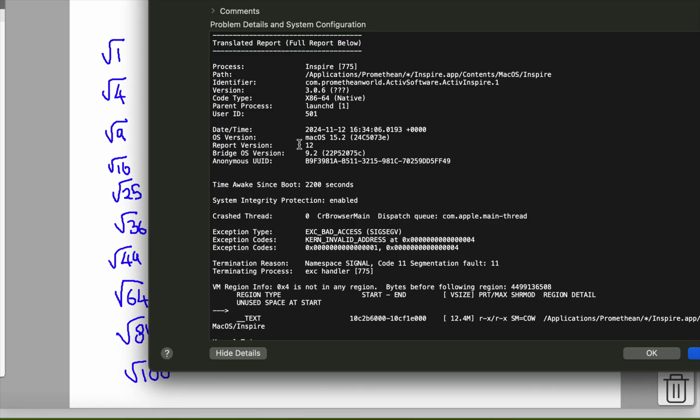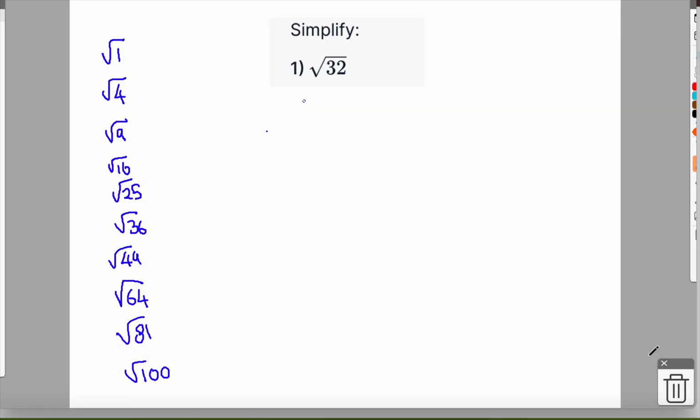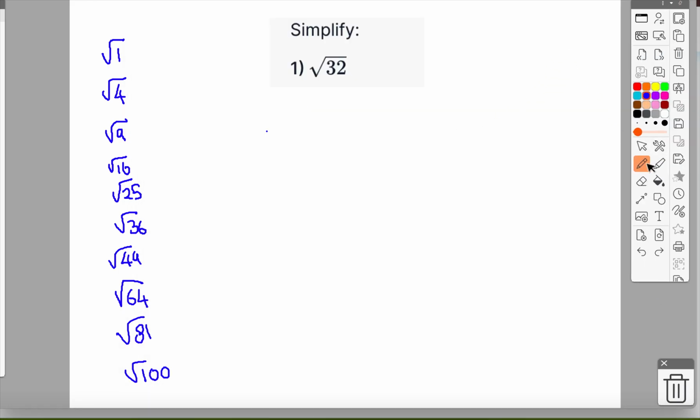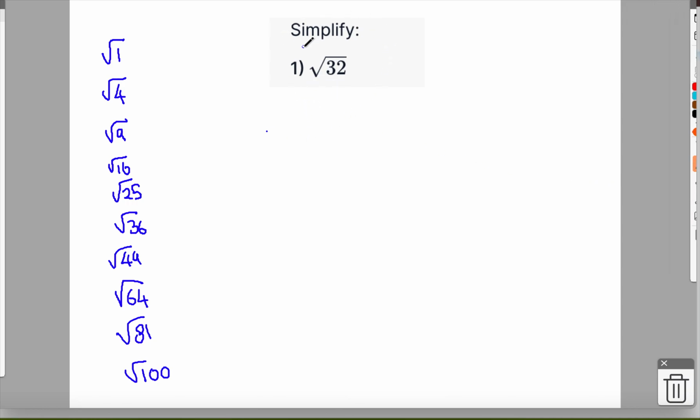About simplifying surds, adding surds, and expanding brackets with surds. Now, a surd is an irrational number. It's a way to communicate really long numbers in a much easier way.